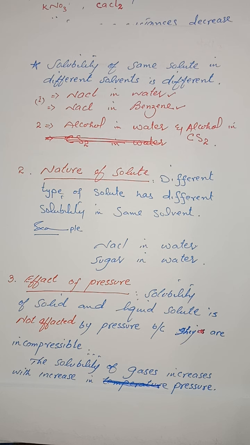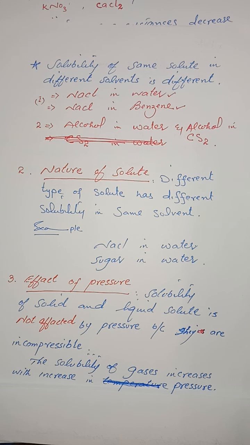For example, grease and paint are non-polar. They are soluble in petrol and ether, which are non-polar in nature. So grease is soluble in petrol because grease and petrol both are non-polar. Grease is soluble in ether because both grease and ether are non-polar. Paint is soluble in petrol because both paint and petrol are non-polar.